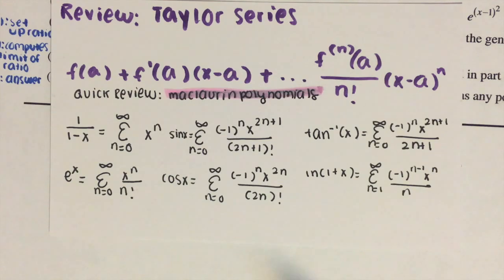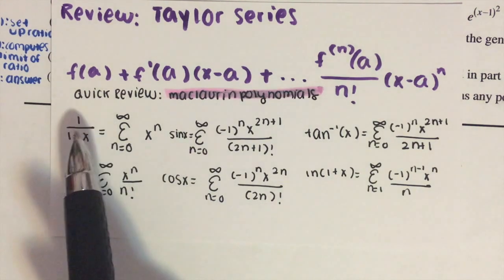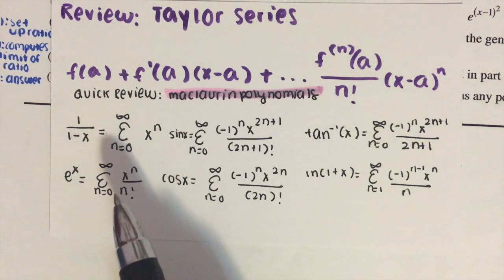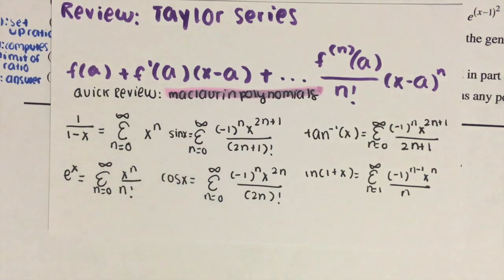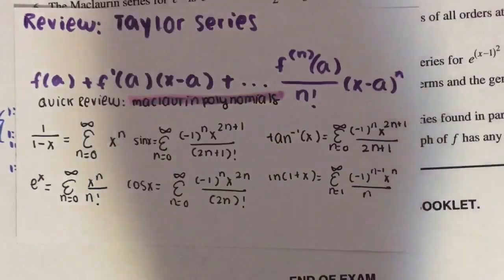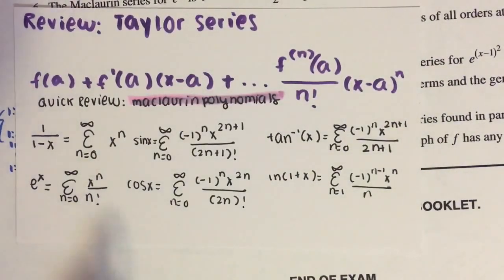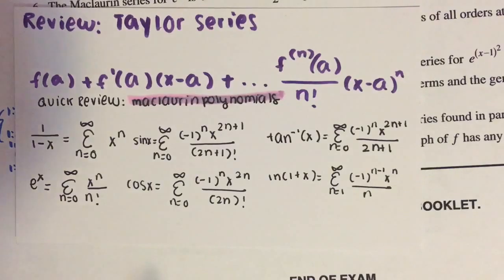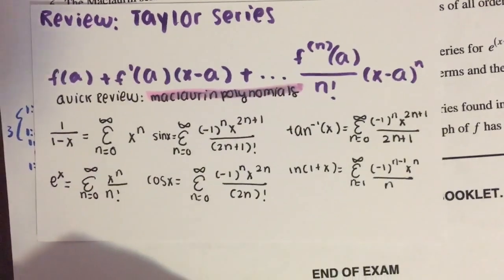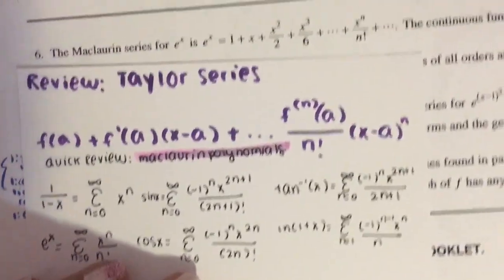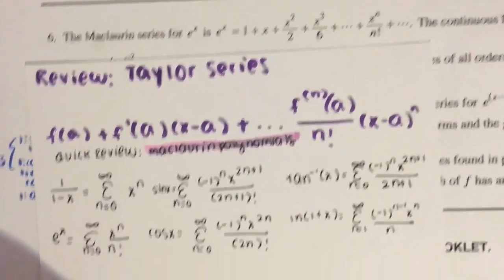And then a quick review of Maclaurin polynomials. So if you get 1 over 1 minus x, the series representation would be x to the n. And again, you could manipulate it like 1 over 1 plus x would be negative x to the n. Sine x is negative 1 to the n times x to the 2n plus 1 over 2n plus 1 factorial. The series representation for tan inverse of x is negative 1 to the n x to the 2n plus 1 over 2n plus 1. The series representation for e to the x was given in the question as x to the n over n factorial.